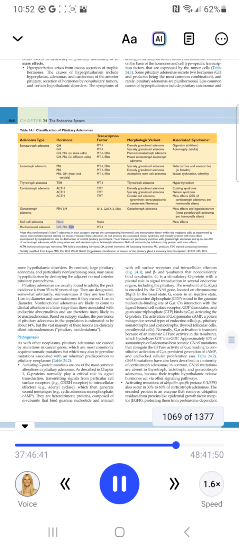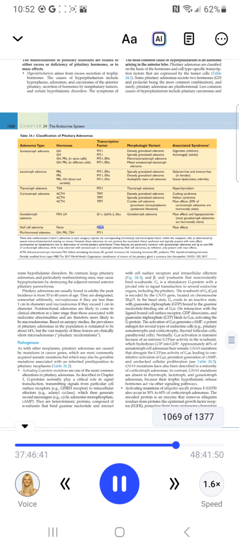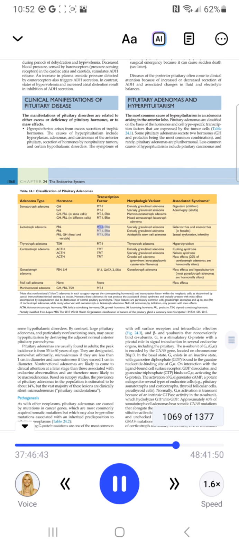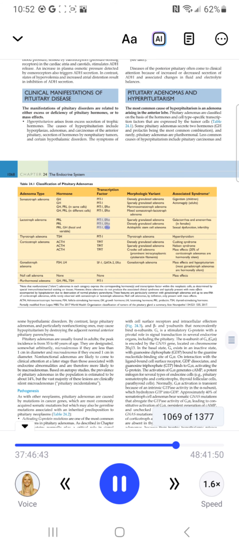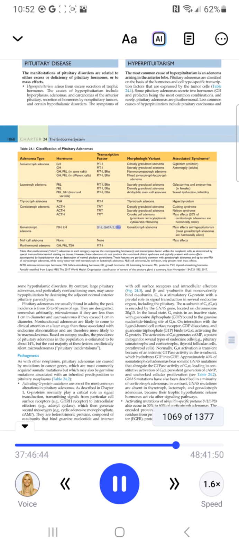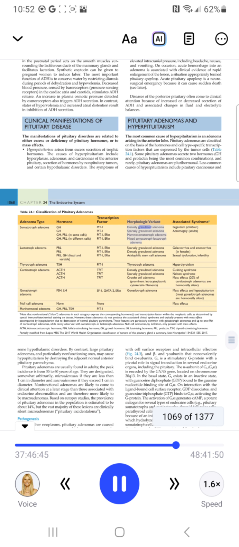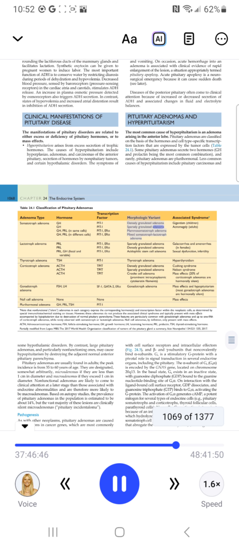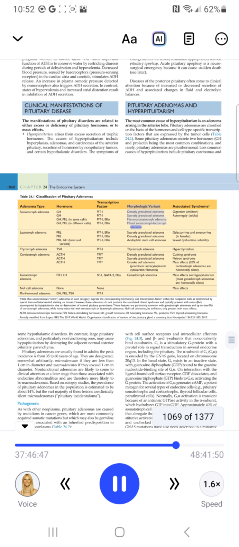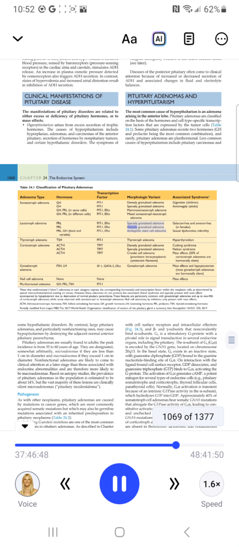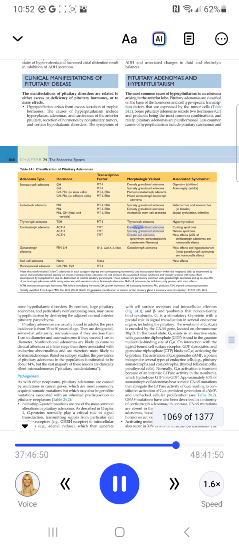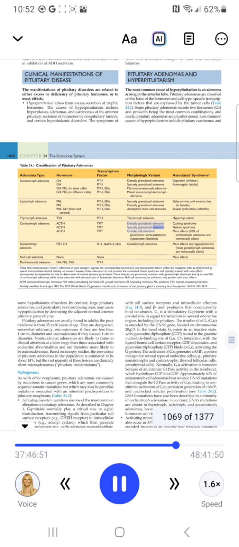None, GH, PRL, TSH, none. Transcription factor: PIT1, TPIT, SF1, GATA2, or alpha. Morphologic variant: densely granulated adenoma, sparsely granulated adenoma, mammosomatotroph adenoma, mixed somatotroph-lactotroph adenoma, sparsely granulated adenoma, densely granulated adenoma, acidophilic stem cell adenoma, thyrotroph adenoma, densely granulated adenoma, sparsely granulated adenoma, Crooke cell adenoma.